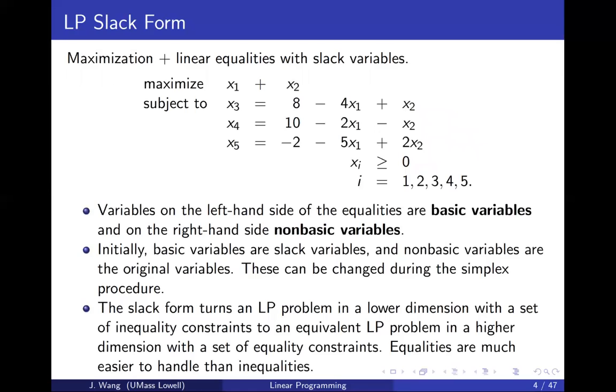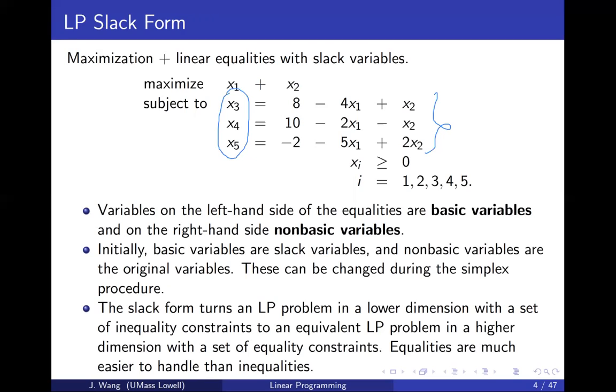Okay, so it's standard to put slack variables at the left-hand side. So then, as you can see here, we have an objective function x1 plus x2, and the three constraints which were inequalities before now become equalities with new slack variables, x3, x4, and x5.